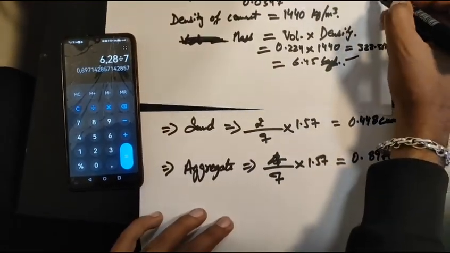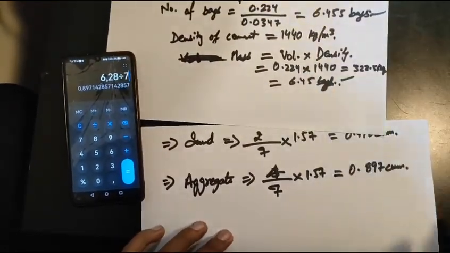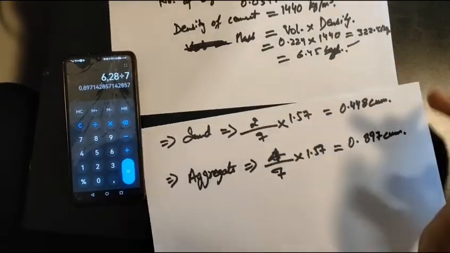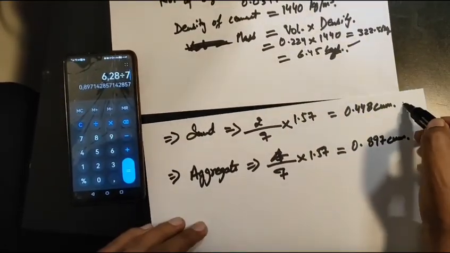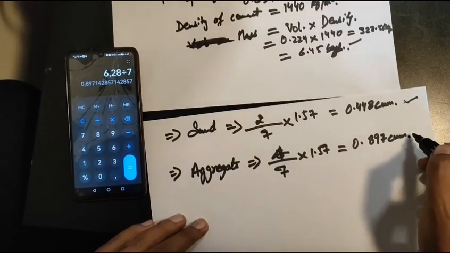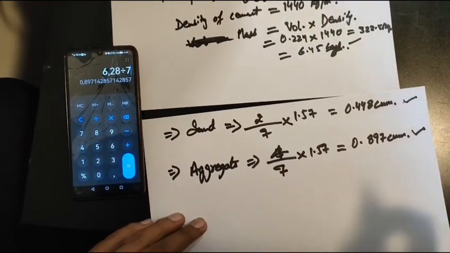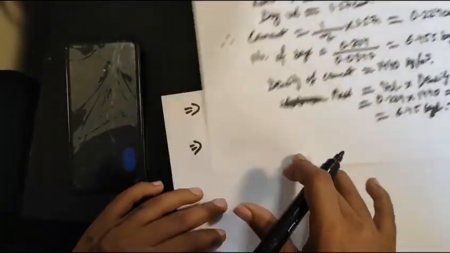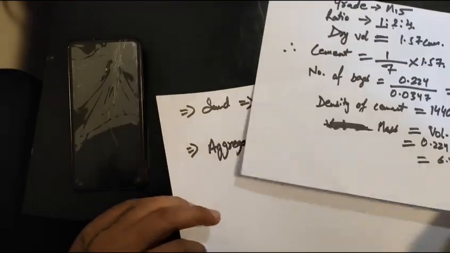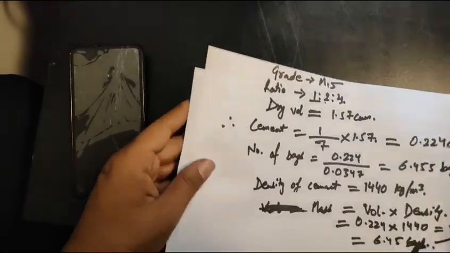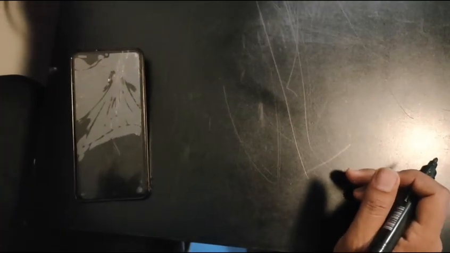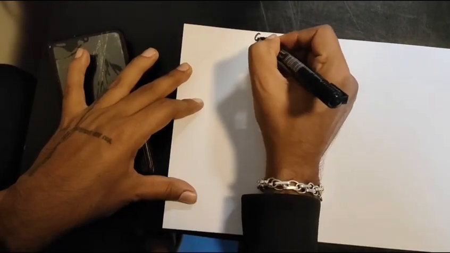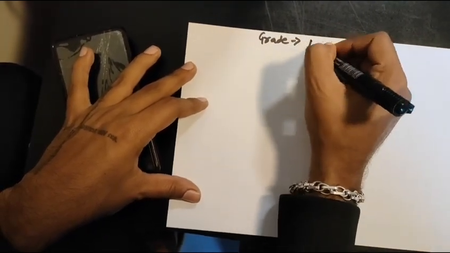So this is our quantity of cement, 6.455, almost 7 bags of cement, 0.448 cubic meter of sand, and 0.897 cubic meter of aggregate to make 1 cubic meter of concrete of grade M15. So now let's find out the quantity of cement, sand and aggregate for the next grade, M20.